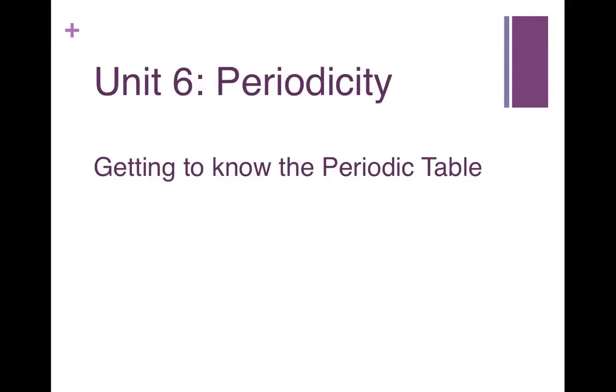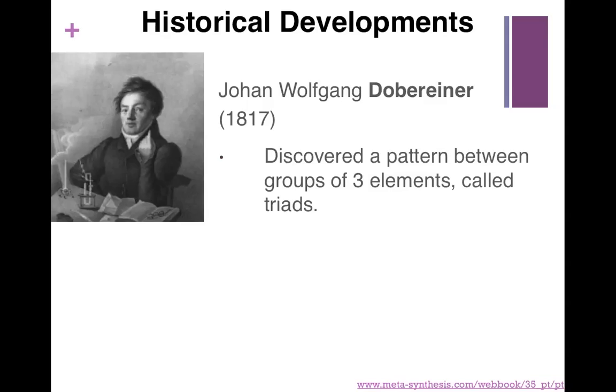Okay, here's Unit 6, Periodicity. Remember on Friday we talked about how in this unit we are looking at the periodic table and looking for trends and patterns and getting to know it better because, like I said, it is the biggest cheat sheet anyone will ever give you on a test. So, we're going to look a little bit at the history of how it was put together.